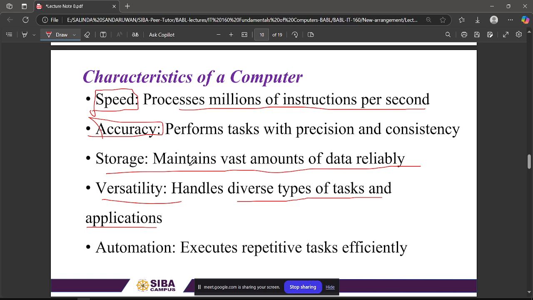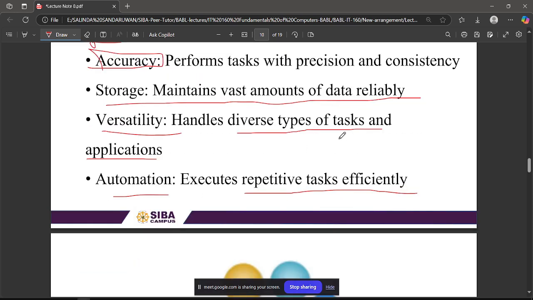It's true. Here I am drawing, and at the same time my video is recording. Automation executes repetitive tasks efficiently. Repetitive task means, think about the update. Here Windows is up to date and no security vulnerabilities. So whenever you connect the device to the internet, and whenever you turn on the computer, they will check for the updates.